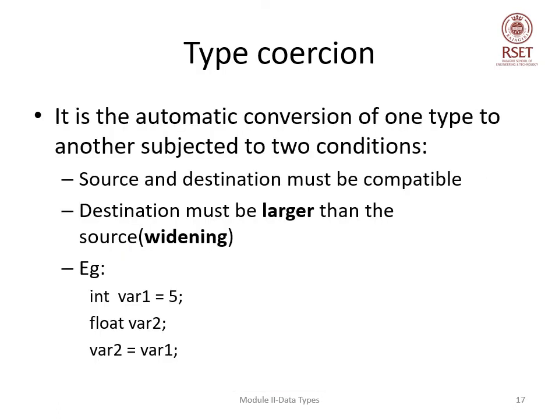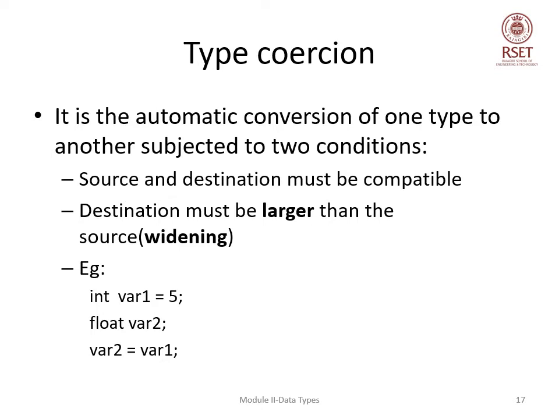Type coercion. Type coercion is an automatic conversion of one type to another, and there are two conditions that have to be satisfied. The source and destination must be compatible, and the destination must be larger than the source. This is a widening conversion wherein a smaller data type will be converted to a larger one.